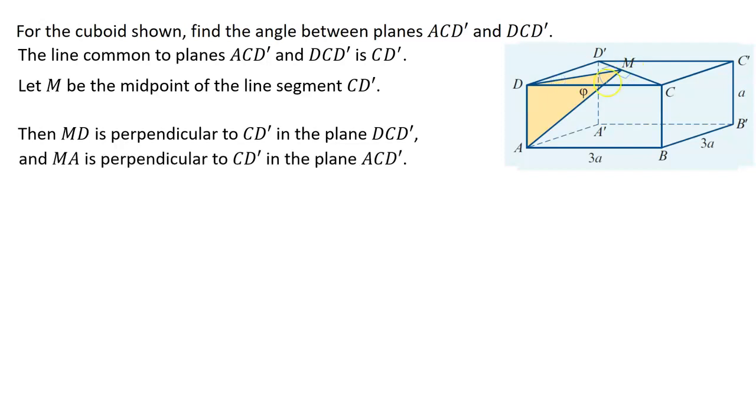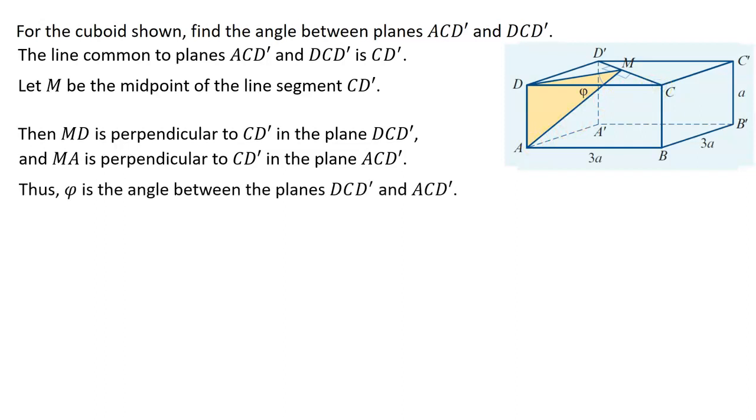The line MA is perpendicular to the line CD dash in the plane ACD dash. That's that triangle that was diagonally cutting through the cuboid that I drew at the beginning. So phi, as I've labelled it here, is the angle between those planes, and that's what I'm looking for.